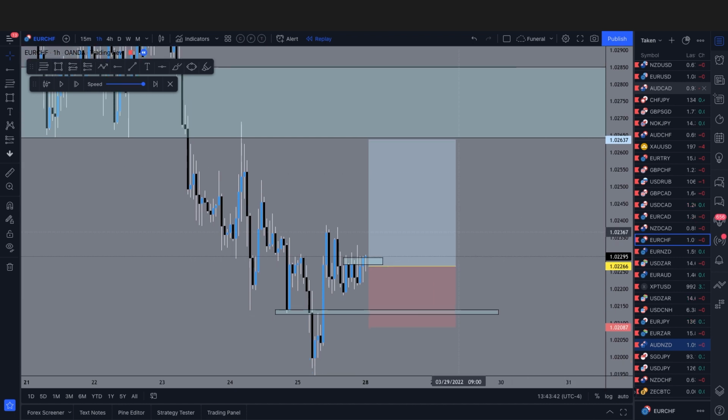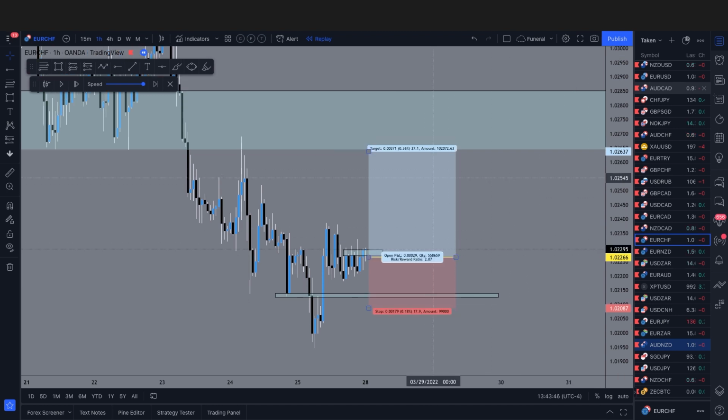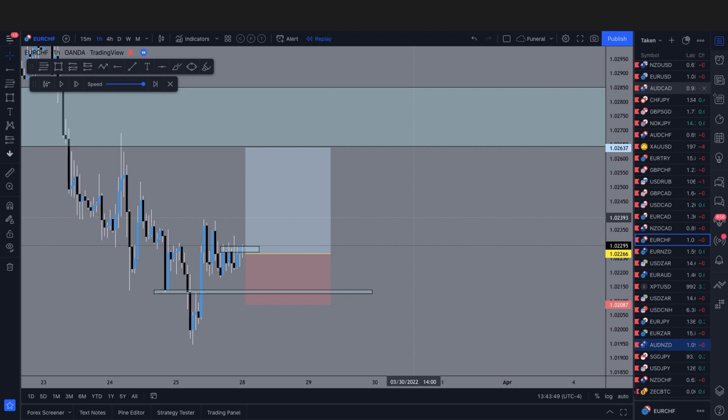And then what kind of risk to reward do we have? We have over 2 risk to reward, a 2 or greater. So that's what I look for on these day trades, and we're shooting for 37 pips. So nice Euro CHF setup. Let's let it play out and see what we get.